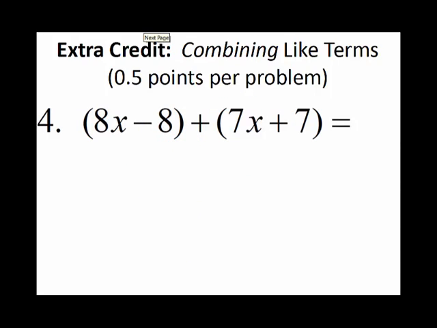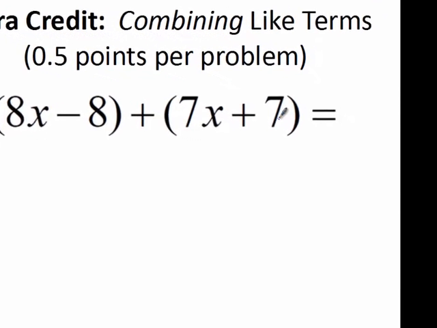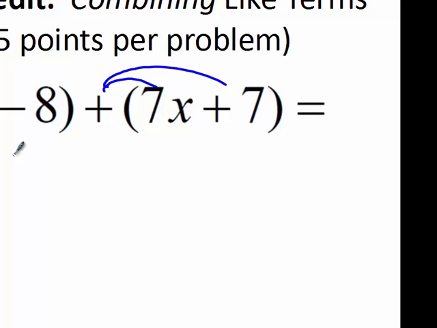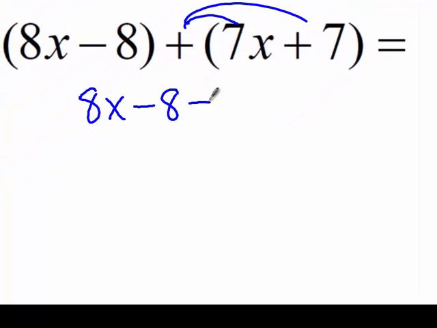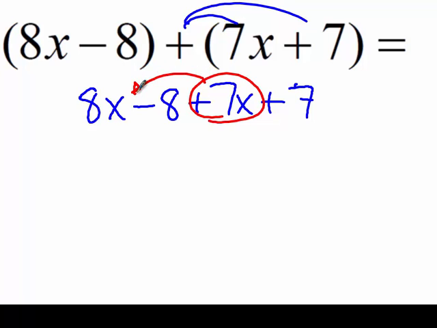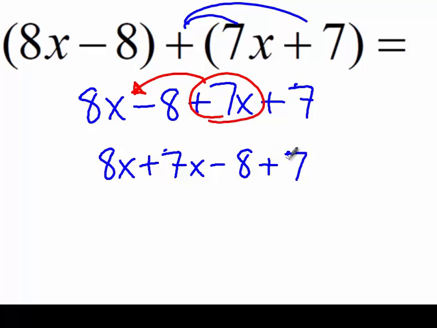Number 4, we have the quantity 8x minus 8 plus 7x plus 7. We are adding the 7x and the 7. Rewriting this, we have 8x minus 8 plus 7x plus 7. We can show that that 7x can be combined with the 8x by bringing it in closer. And we can rewrite this as 8x plus 7x minus 8 plus 7. 8x plus 7x is 15x. And 7 minus 8 is negative 1.